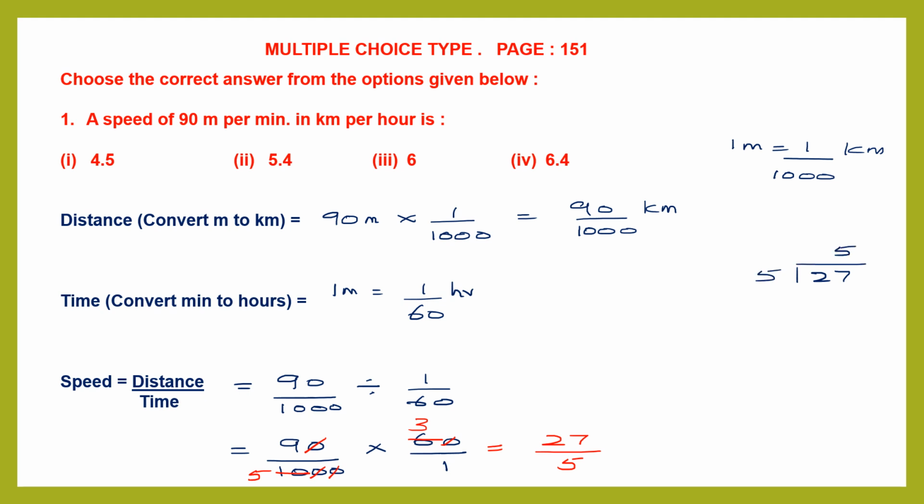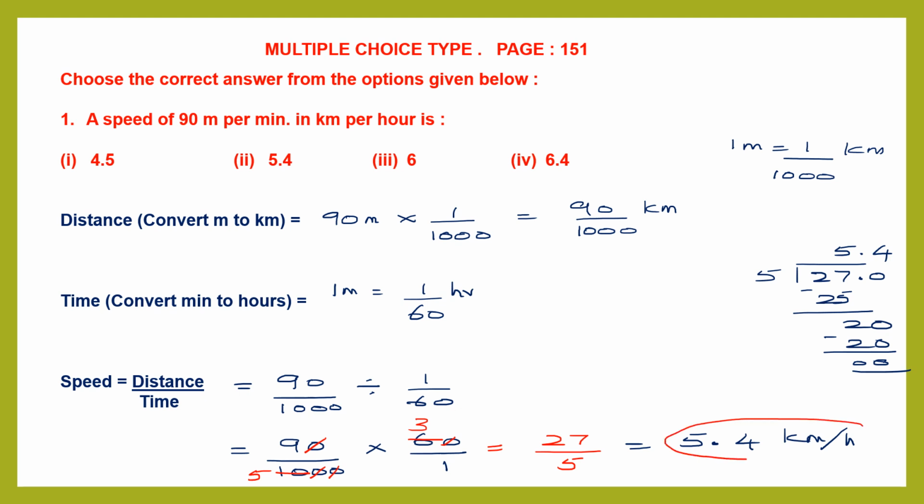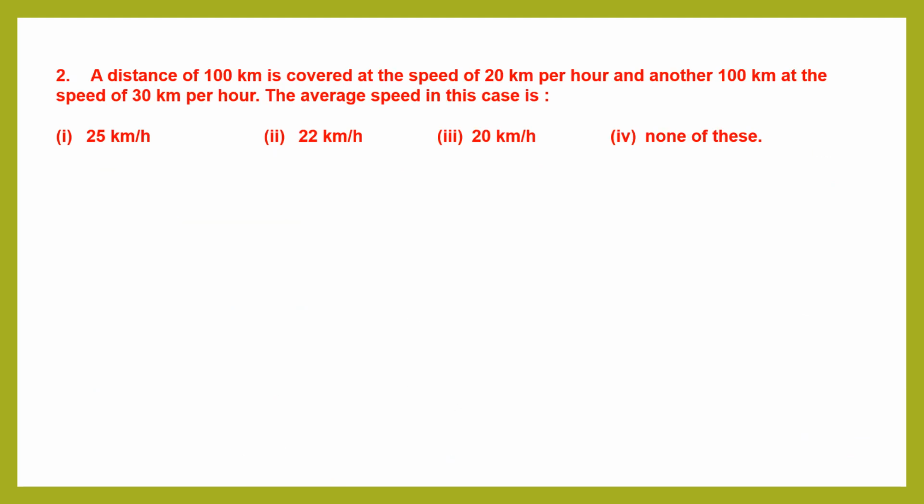5 5s are 25 minus, we have 2. Let's continue with our division. Bring the 0 down. 5 4s are 20. So now we have 5.4. So when we convert it from meter per minute to kilometer per hour, we got 5.4 kilometers per hour. So this is our answer, and that is option 2, 5.4.